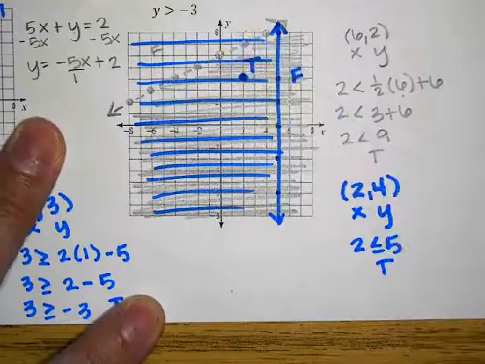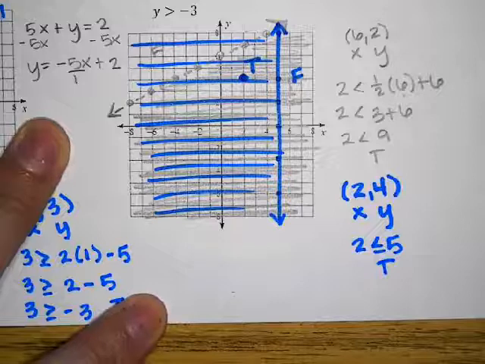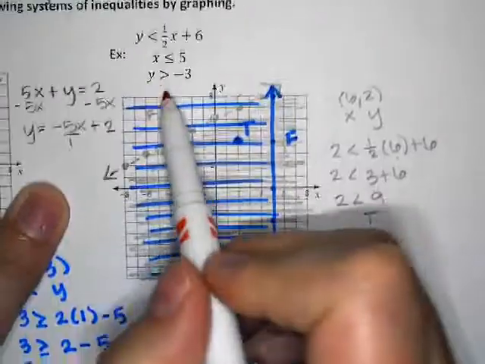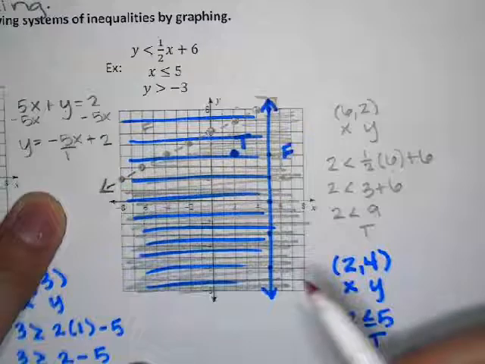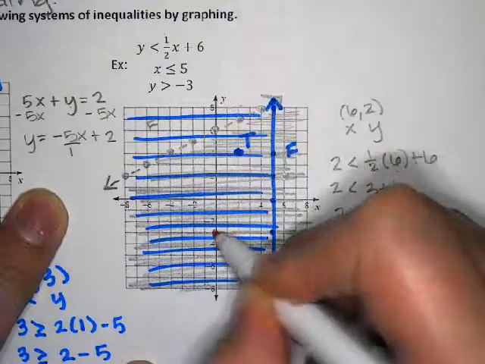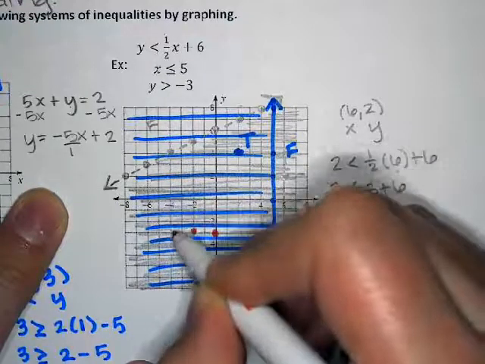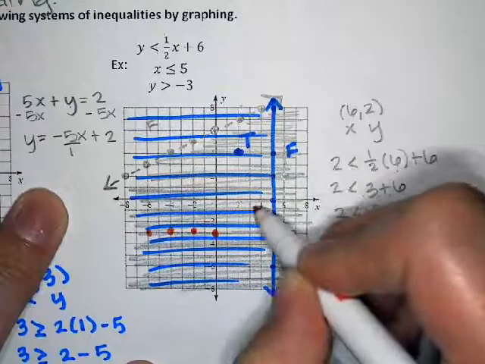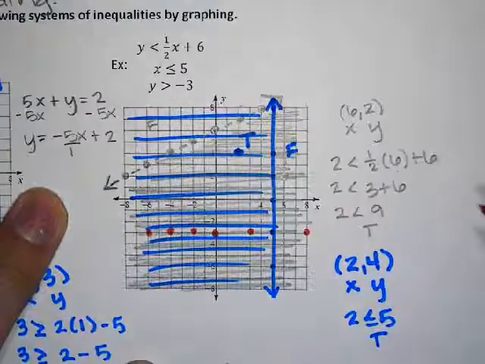Okay, I've got one last line to do. I'm going to switch to red. This says y is less than or equal to, or no, sorry, y is greater than -3. So this is going to be a line where all the y coordinates are -3. So I've got (0, -3), (-2, -3), (-4, -3), (-6, -3), (3, -3), (8, -3). And if I graph all those points, you can see it's making a horizontal line.